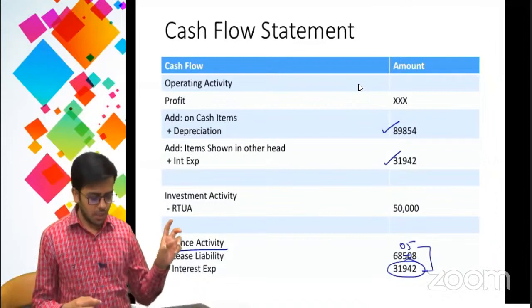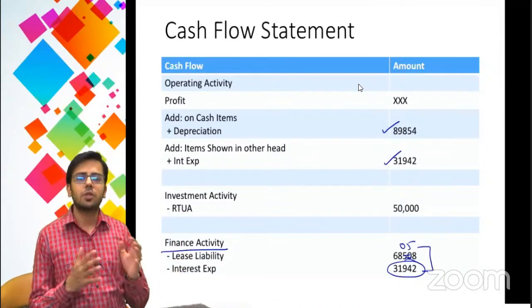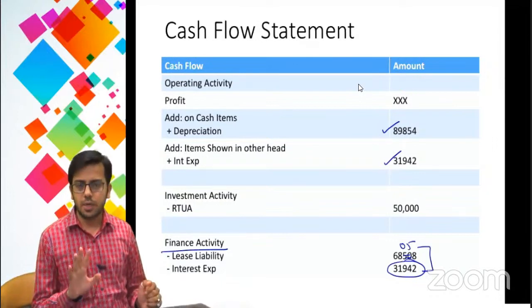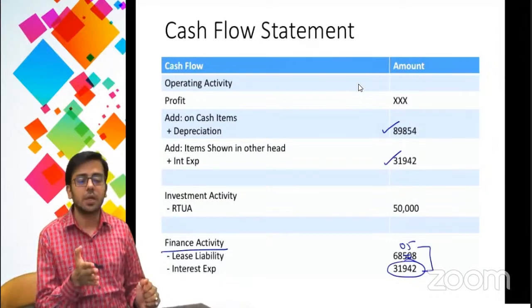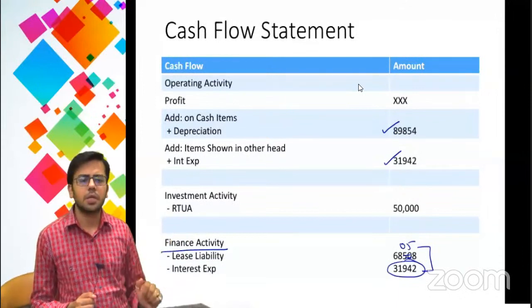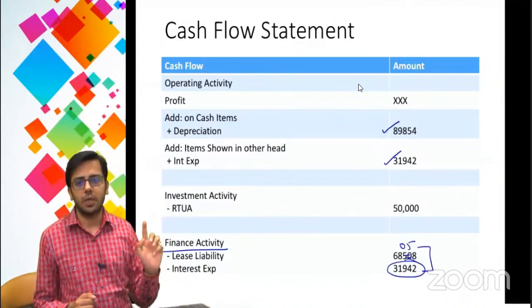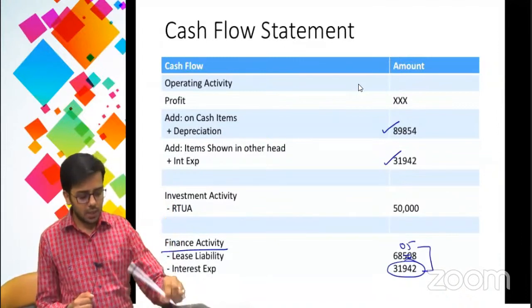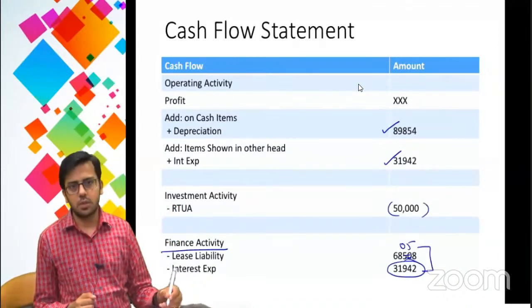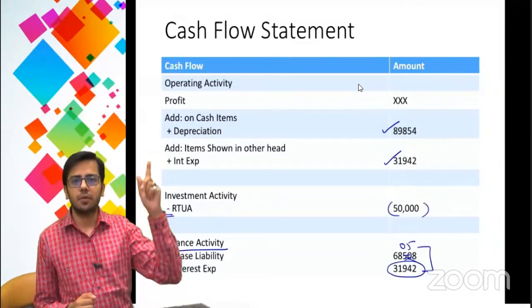Similarly, interest expense is shown under the head financial activity, and the 50,000 paid is for the right to use asset, and the right to use asset has the same nature as property, plant and equipment, as I told you. That is why this is considered under the head investment activity and shown as payment. This is an outflow of 50,000 rupees. The negative and positive signs are what I have shown on the left part.